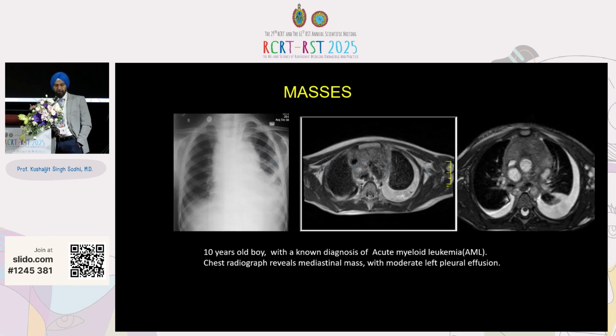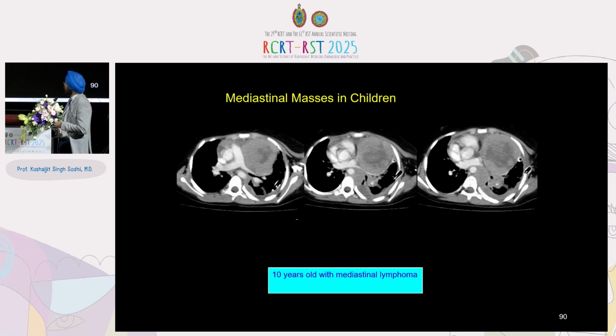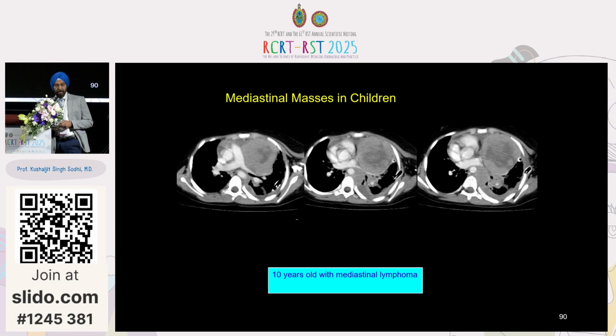Just to show you two or three quick examples of tumors in children. In the first example, you can see this chest X-ray with mediastinal widening and effusion on the left side. This is a child with acute myeloid leukemia showing a mediastinal mass, and this is another child, 10 years old, with a large mediastinal mass, which is typical for a lymphoma.